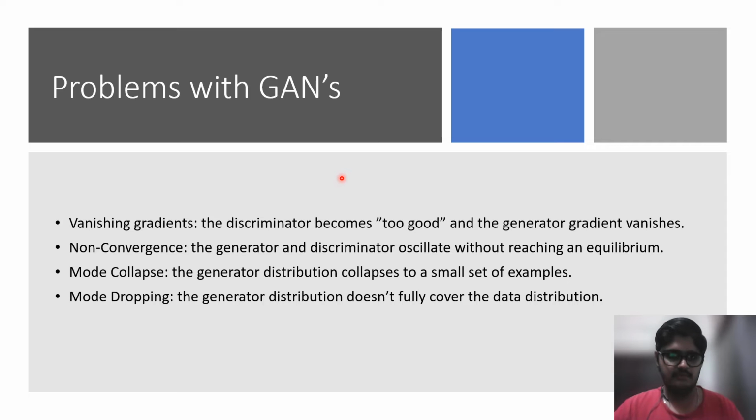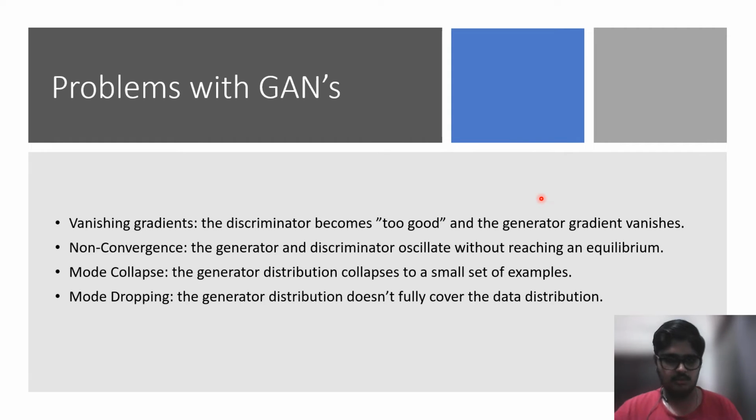Although the way GANs work might seem simple and straightforward, there are a few problems when you look at them closely. The first problem is vanishing gradients. The discriminator becomes too good and the generator gradient vanishes. So what exactly happens is the discriminator is so good that no matter what kind of images the generator generates, the discriminator always labels them as fake.